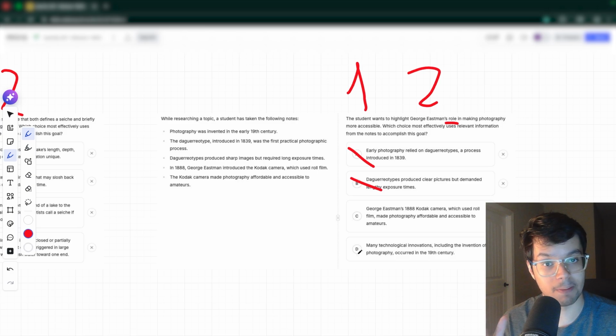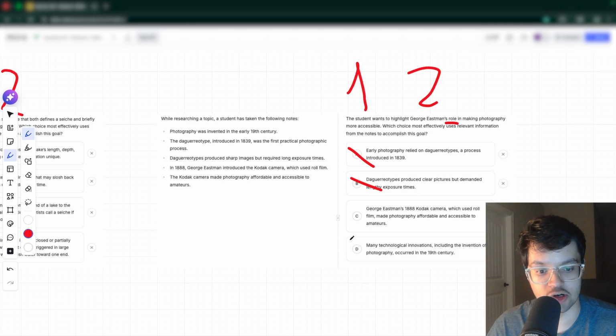If D is a little bit better than C, even though C is strong, we'd have to go for D. D: many technical innovations, including the invention of photography, occurred in the 19th century. Okay, same problem as for A and B. No mention of George Eastman at all here, so D would have to be wrong.